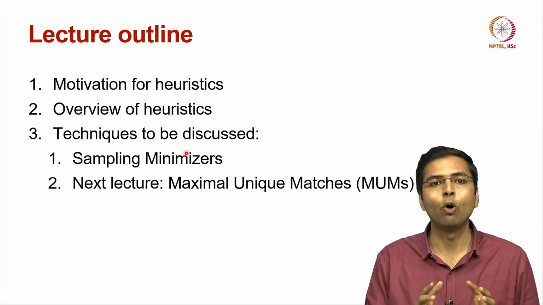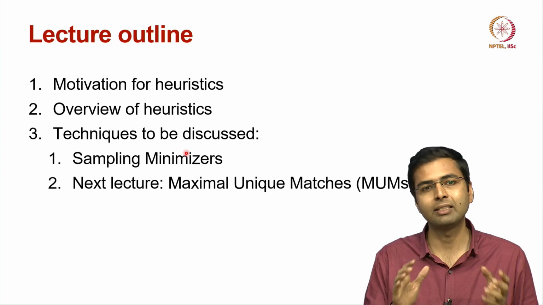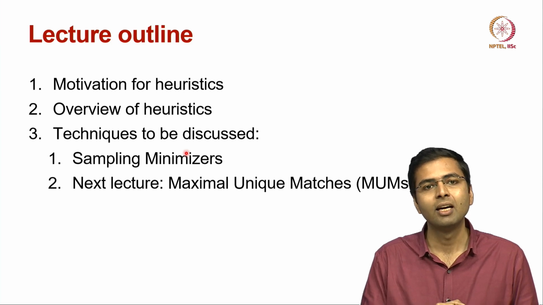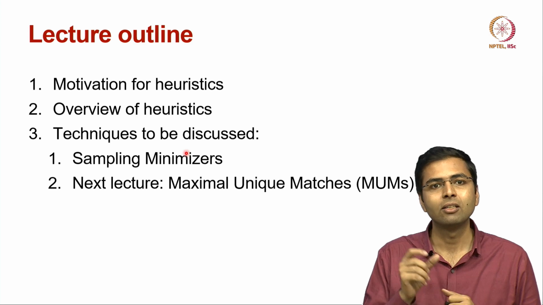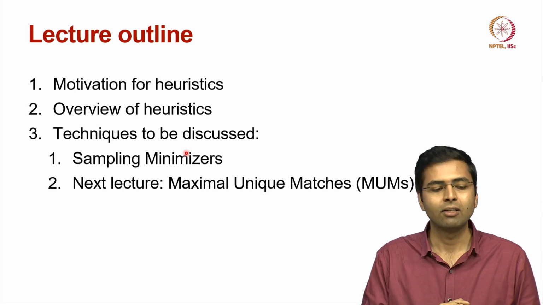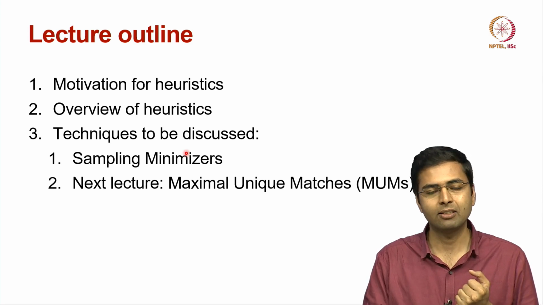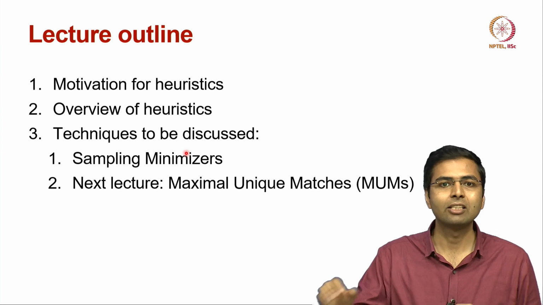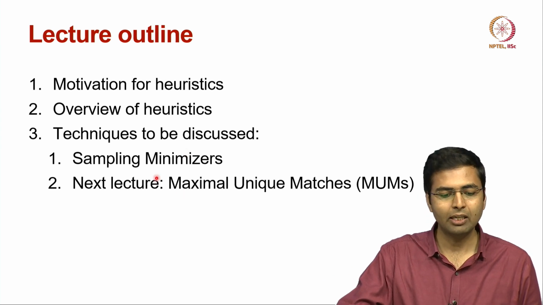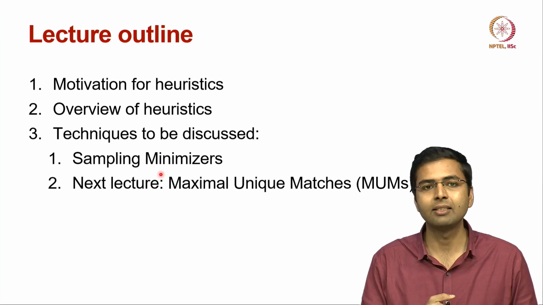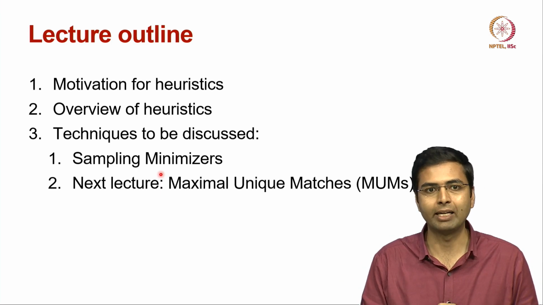Second, I am going to give you an overview of how these heuristics typically work, and specifically we are going to look at 2 techniques. One is sampling minimizers, and in the next lecture we will look at maximal unique matches. So, these are 2 common heuristics that are used in widely used bioinformatics tools.